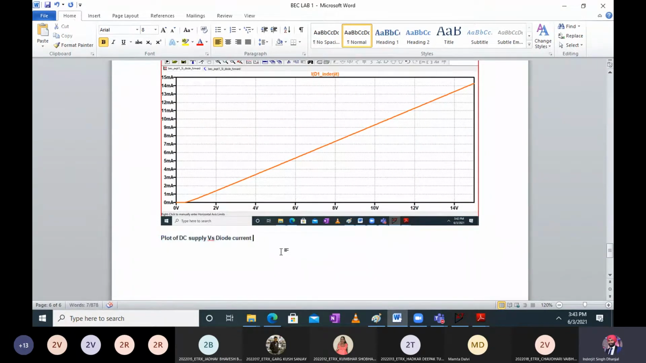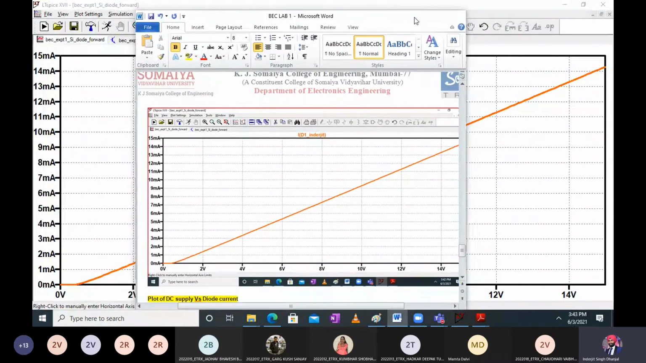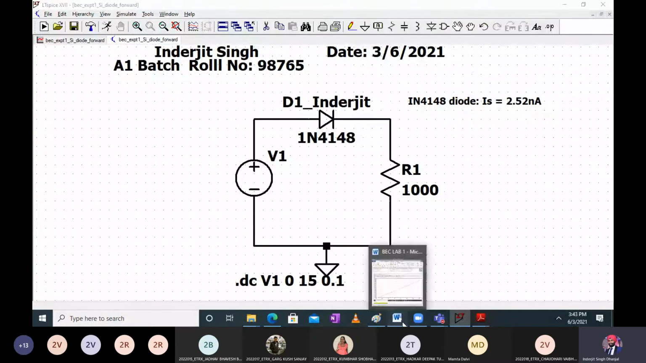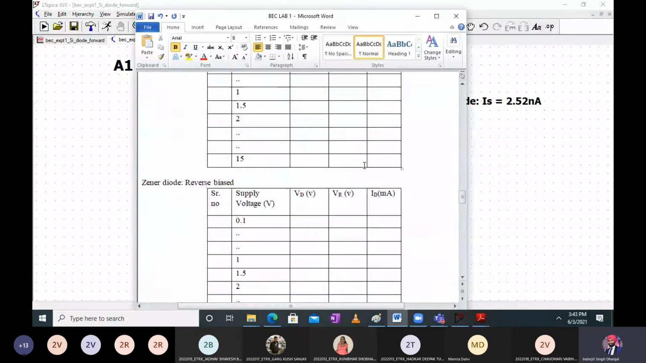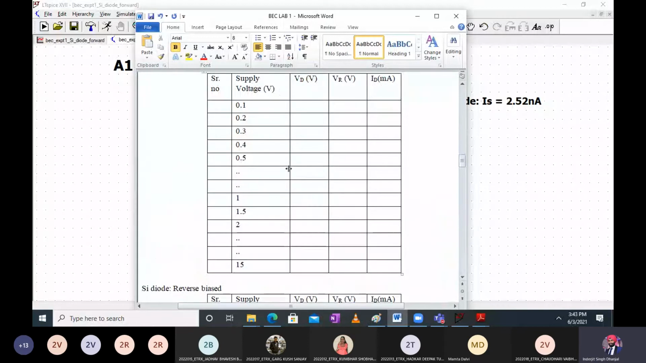This information is for your reference. This is the plot of DC supply versus diode current. Fine with it, everyone? Okay, let's proceed ahead. Keep track of what we want in the table: the diode voltage versus supply voltage, then the voltage across the resistor, and then the diode current. Correct?